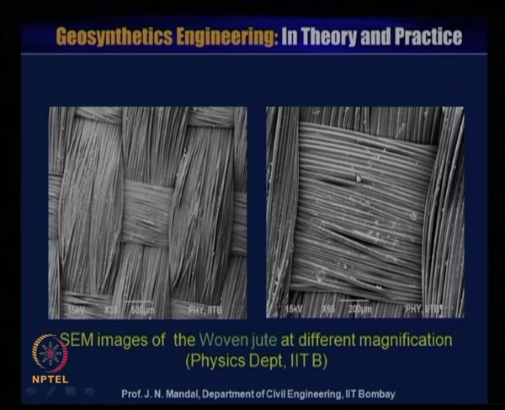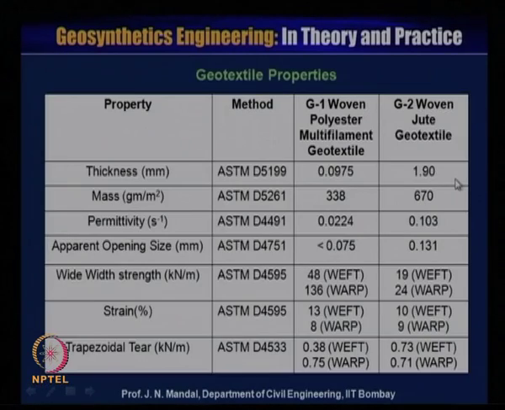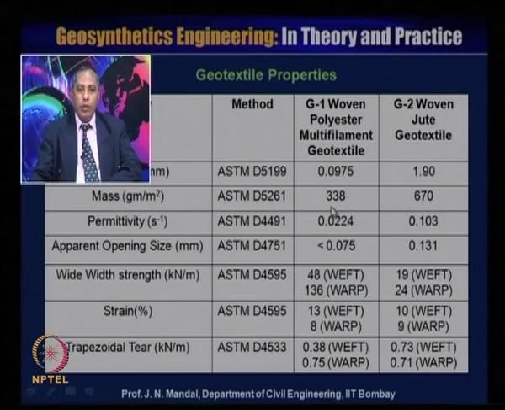So, you can see here in magnification how all the filaments are almost perpendicular to each other. From this we have also determined the properties of this material. The thickness as per ASTM D5199 is 0.0975 for woven polyester multifilament geotextile and 1.90 for woven jute geotextile. Mass as per ASTM D5261 is 338 gram per meter square for woven polyester and 670 gram per meter square for jute geotextile.